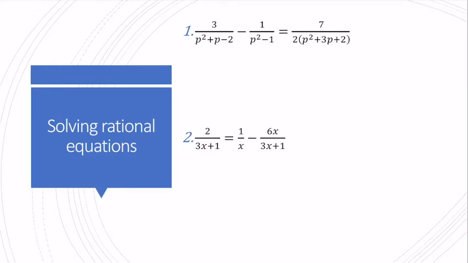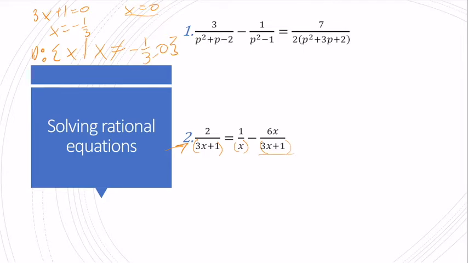For the last example, I take each of my denominators and set them equal to 0. So I get x equals negative 1/3 and x equals 0 are the two values excluded from my domain. So my domain is x as long as x doesn't equal negative 1/3 or 0. I then need to find my least common denominator. Well, my only denominators are the factor 3x plus 1, x, and then 3x plus 1 repeated. My LCD needs a factor of 3x plus 1 and a factor of x. So I'm going to multiply both sides by 3x plus 1 times x.